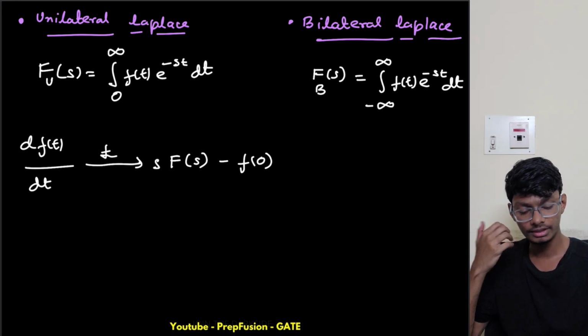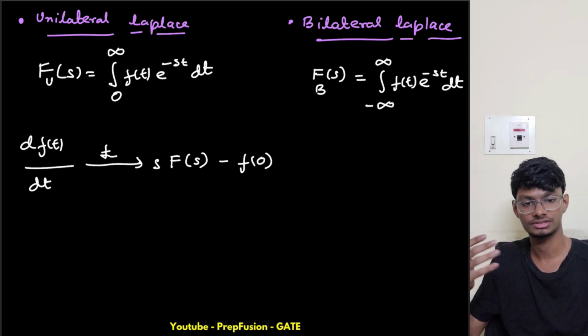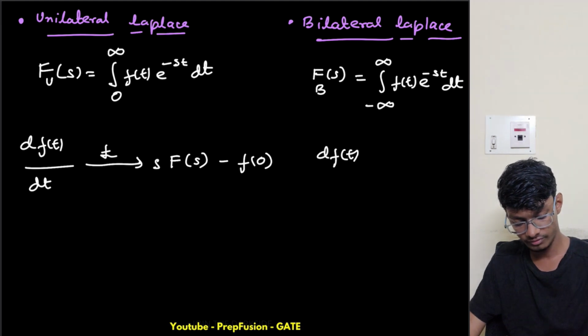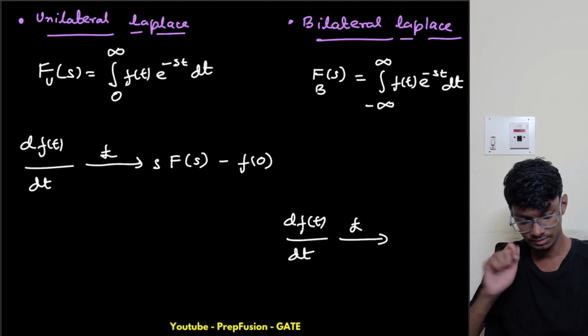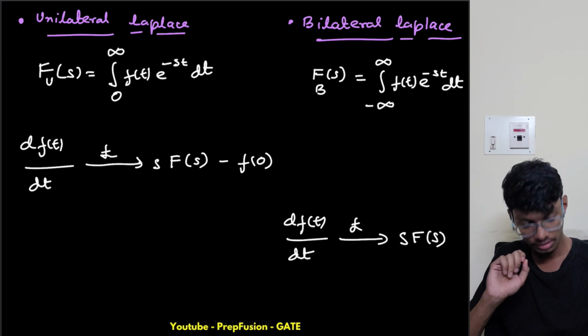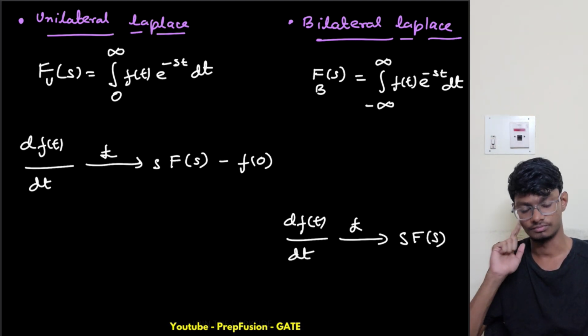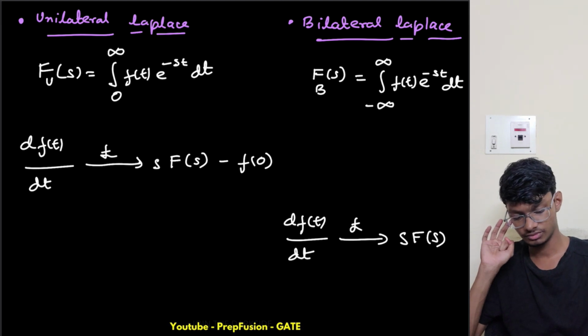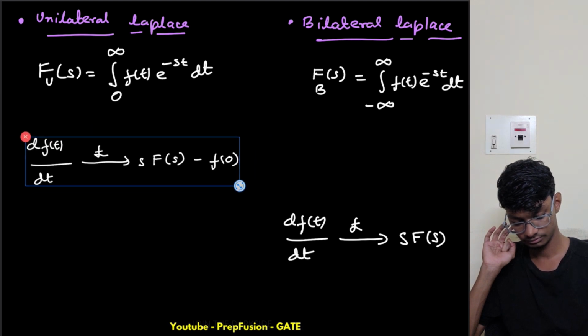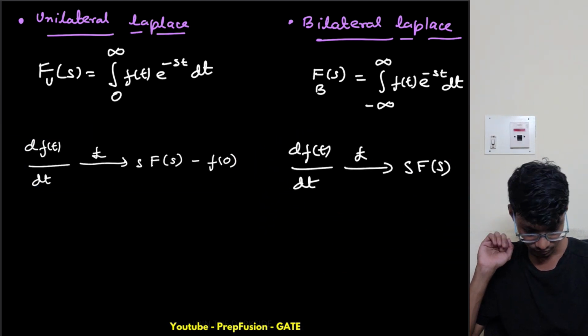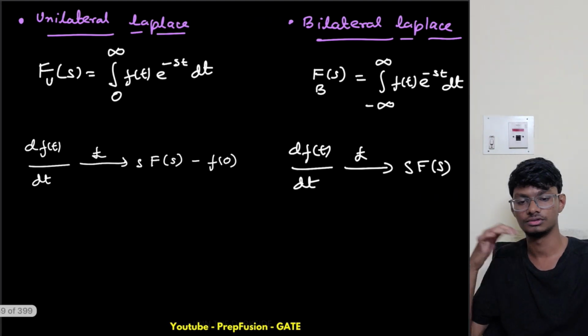So what will my Laplace transform of the differentiation become this time? The Laplace transform of df of t by dt will simply become s F(s). There won't be any term coming of x of 0. So that is the difference between this one and this one. Let me reduce the size of this a bit. So this is basically the difference between unilateral and bilateral Laplace.